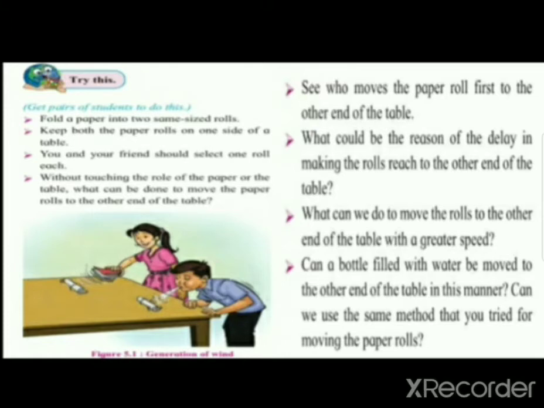So from this picture, what we can see is two children, and one of them is blowing the air from the mouth. Another girl has taken a book and she is blowing the air. So which paper will move fast? Obviously the one that is getting a greater quantity of air will move faster.